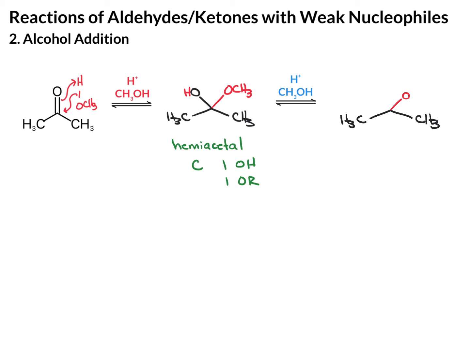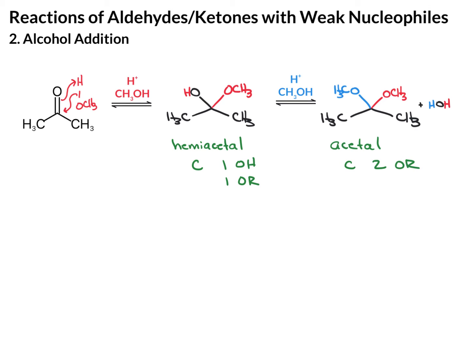So we have our first OCH3 that was added, our second OCH3, and then we have the water. That was the byproduct of the reaction. This product, where we have the two ether groups attached to the carbon, is known as an acetal. So that's a carbon with two OR groups.